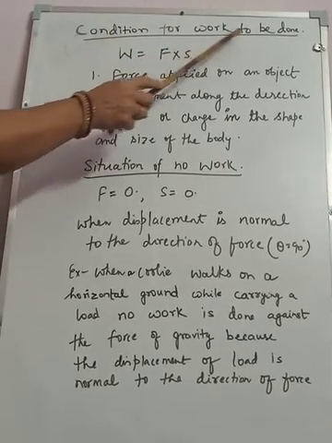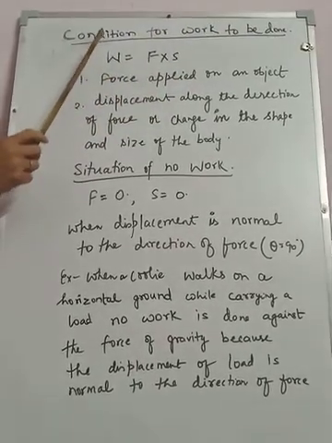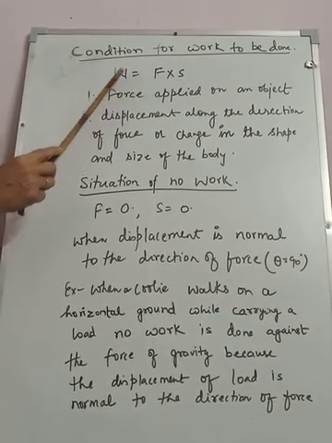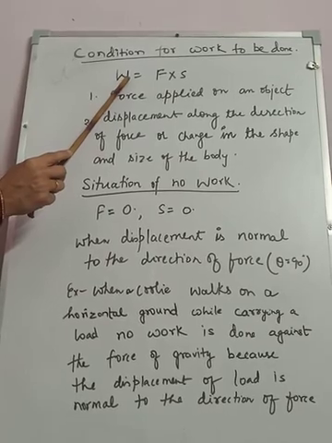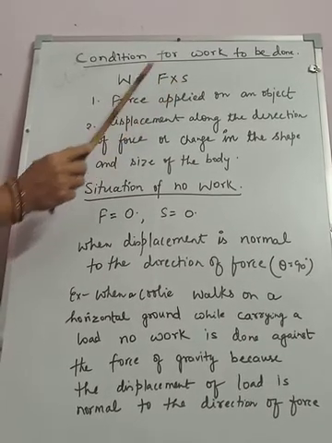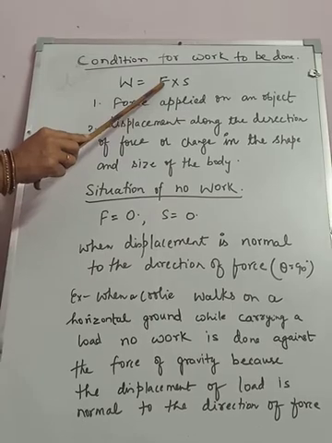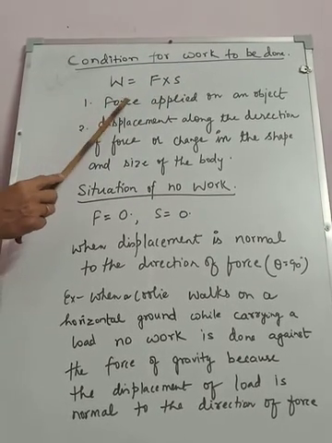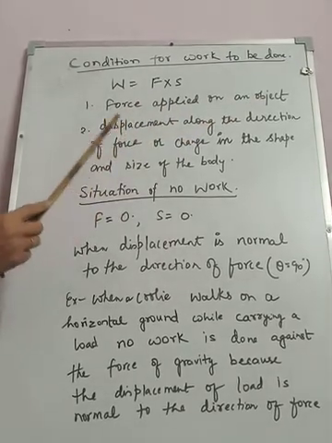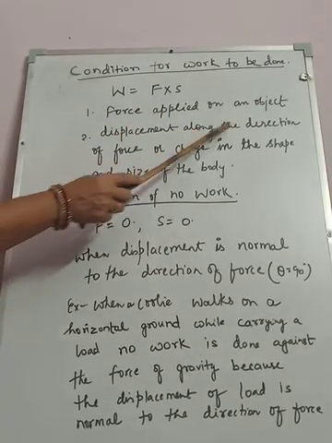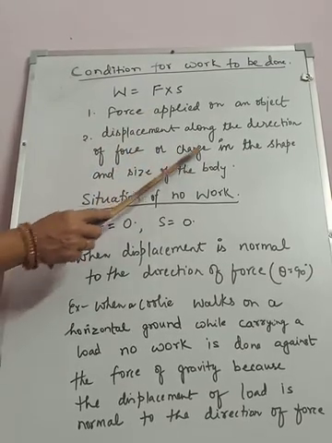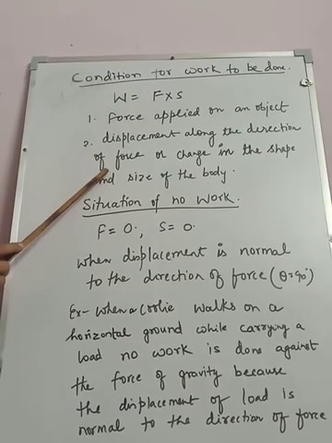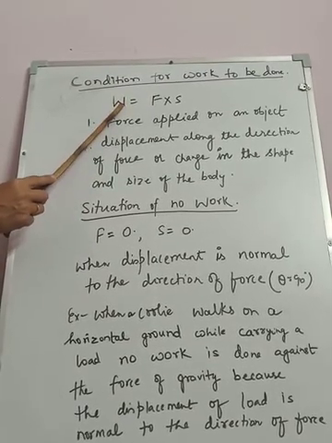Condition for work to be done. That means, in which condition do we say that work is done? First, the formula is work done W is equal to F into S. So the first factor is force and the second factor is displacement. So the first condition is a force applied on an object. Second, displacement along the direction of force, or change in the shape and size of the body. In these two conditions we say that work is done.